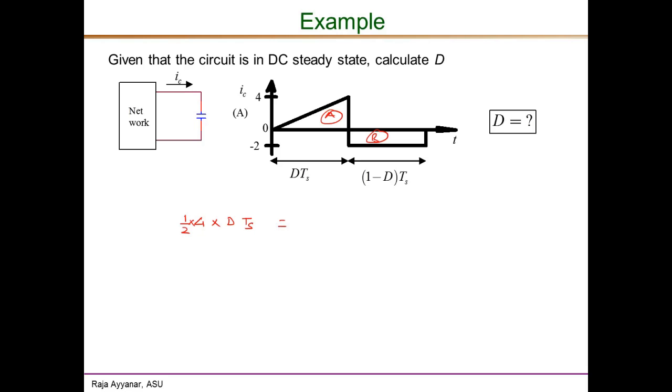That should be equal to the area B for the negative portion, and that area is just 2 amperes times the length, which is 1 minus D times TS. Okay, so the TS appearing on both sides can be cancelled, and what we have here is 2D equals 2 minus 2D, or 4D equals 2, or D equals 1/2. Okay, so that is the final answer.